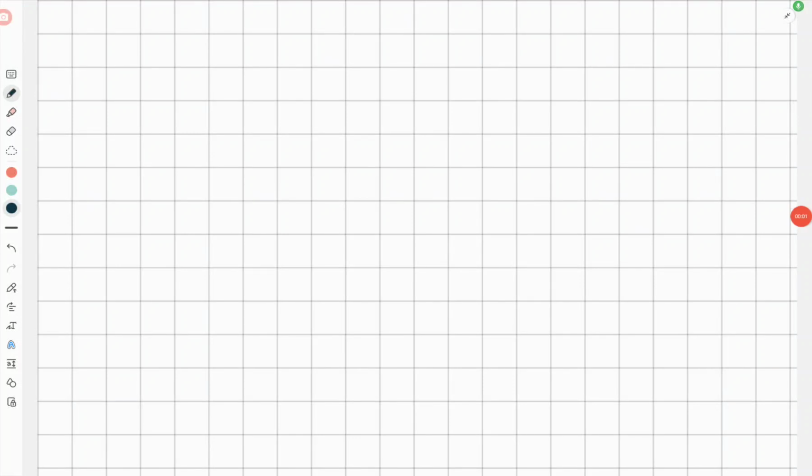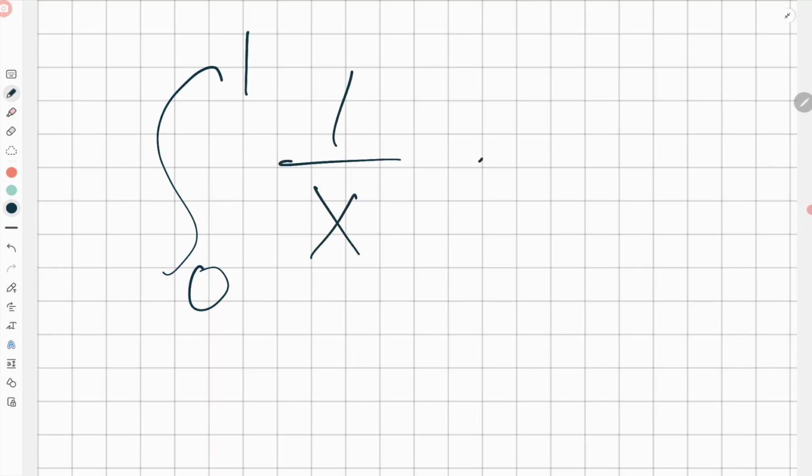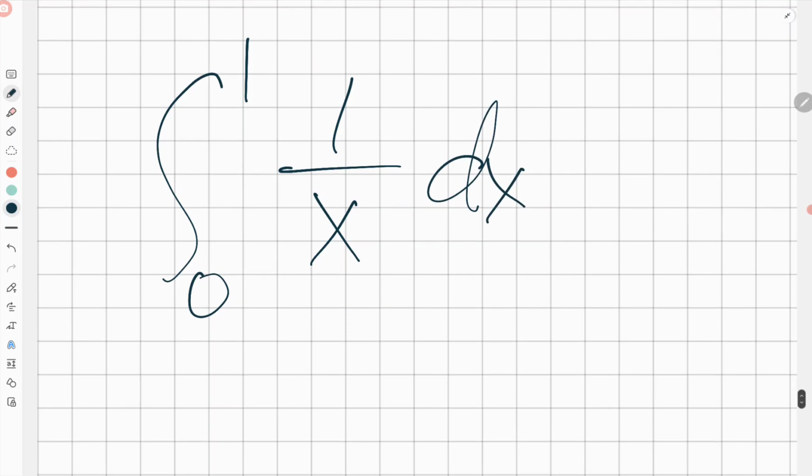Okay, hey guys, let's find this integral. So it goes from 0 to 1 of 1 over x dx. This is kind of like a beginner's video on improper integrals. I'm going to draw some pictures to help you understand what's going on.